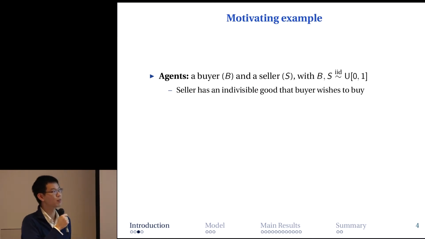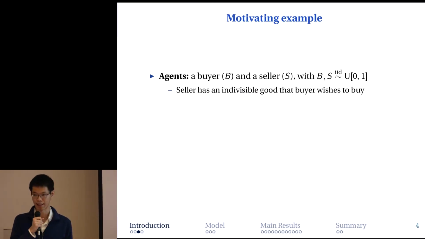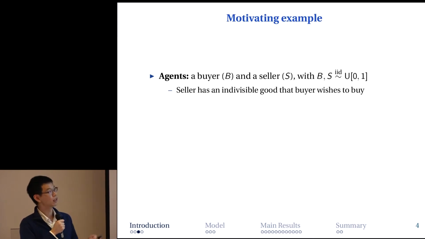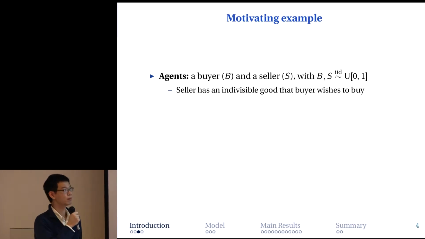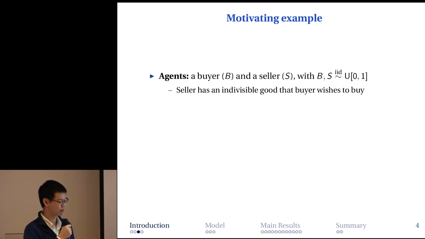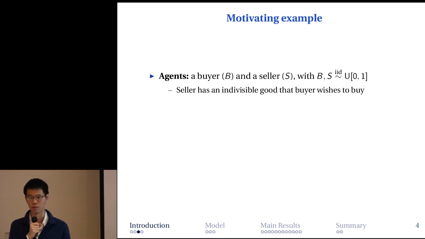So before I describe the model, let me start with a simple motivating example. This is essentially the bilateral trade problem with a particular uniform distribution between 0 and 1. So to describe the problem, the seller has an indivisible good which the buyer wishes to buy. There are two agents in this problem. Each agent is privately informed of their own value. So the buyer has a value of B, and the seller has a value of S. And B and S are drawn from the identical distribution, which is the uniform distribution between 0 and 1.